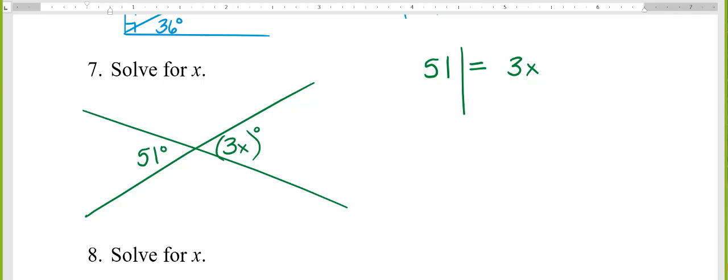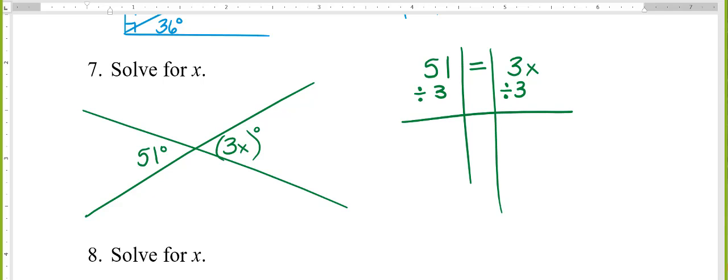To solve for x, what do we need to do to both sides? Divide by what? 51. Almost. We want to get the x by itself, right? So to get the x by itself, we need to divide both sides by 3. Good. Divide both sides by 3 to get that x by itself. 3 divided by 3 is 1. It's gone. 1 times x is just x.